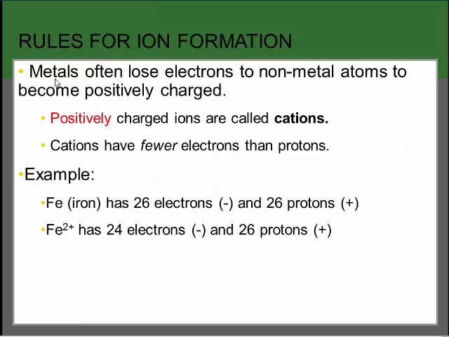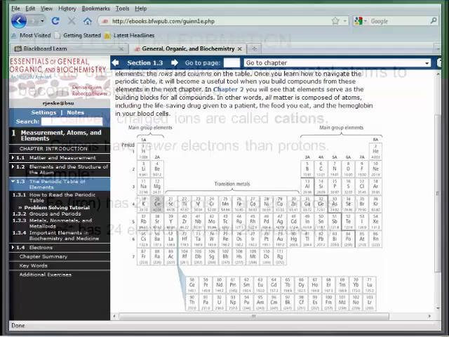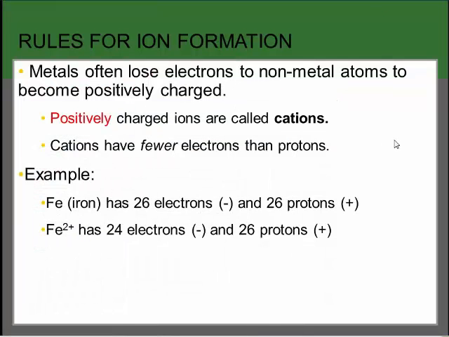So metals, remember that metals are primarily in the main group. The transition metals here. There's the main group metals here. And some of these under the staircase are also metals. So the majority of the periodic table is composed of metals. They will often lose electrons and give that electron or electrons to a non-metal atom, and then the metals become positively charged. They're called cations, and they have fewer electrons than protons.